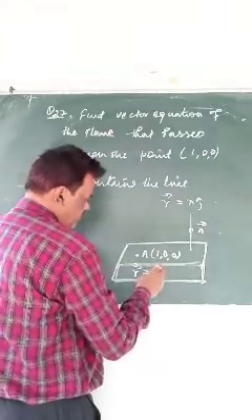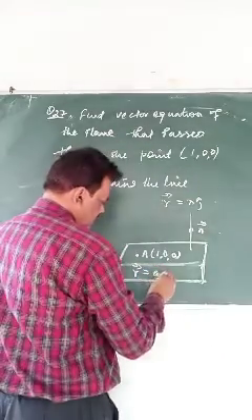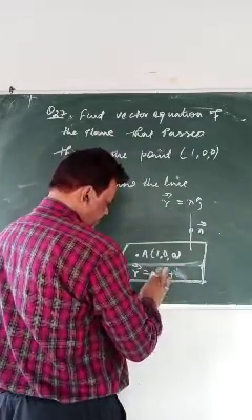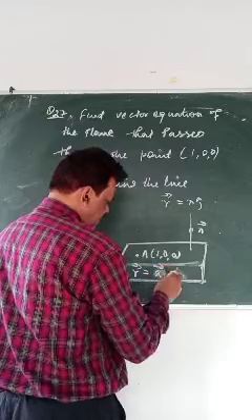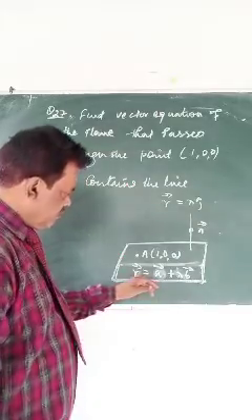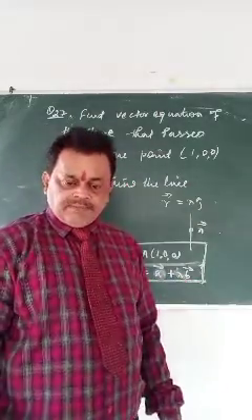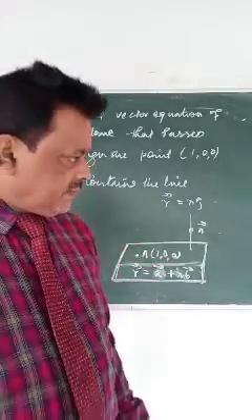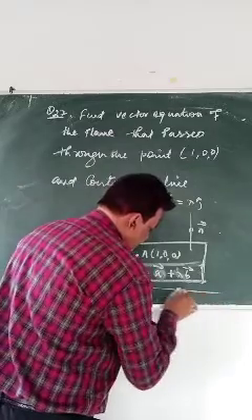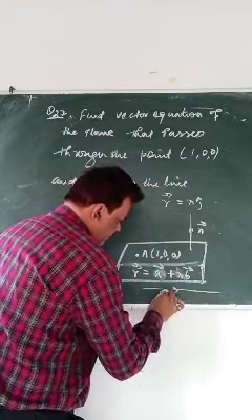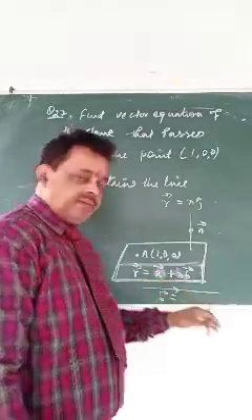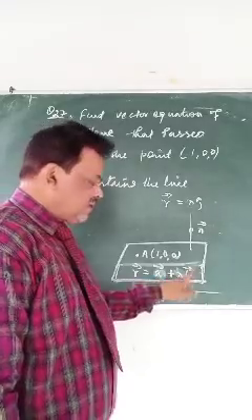What is that line? R equals A vector plus lambda B vector. This is the form. What I want to tell is this line will have a parallel vector, that is your B vector. In the line there is a point and a parallel vector.